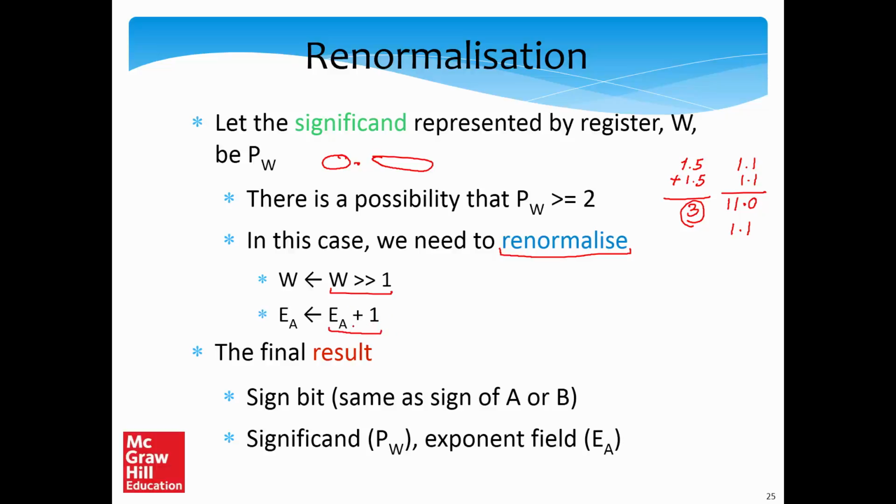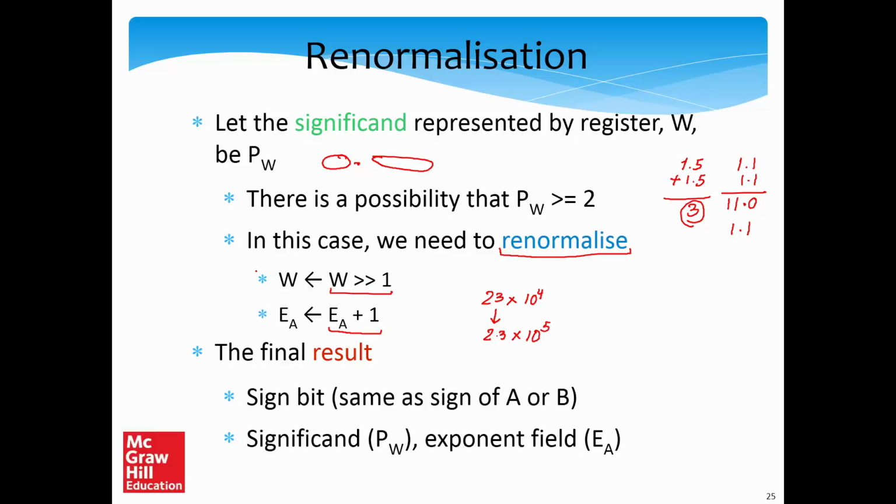Ea is the exponent of the result. So we increment the exponent by one position. Let me give a similar example in decimal. Let's assume we have 23 times 10 to the power 4. But we don't want two digits to the left of the decimal point. So we can alternatively write this as 2.3 times 10 to the power 5. Essentially I'm right shifting it by one position, so I increment the exponent.